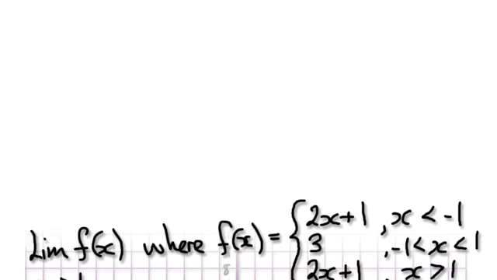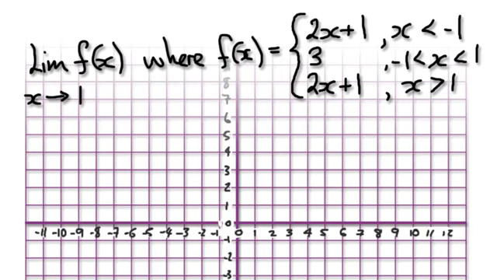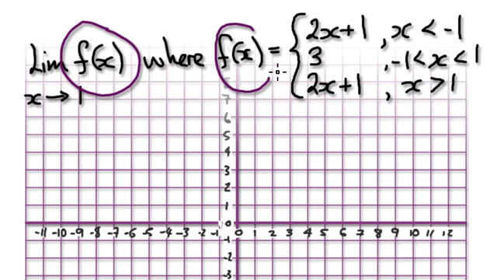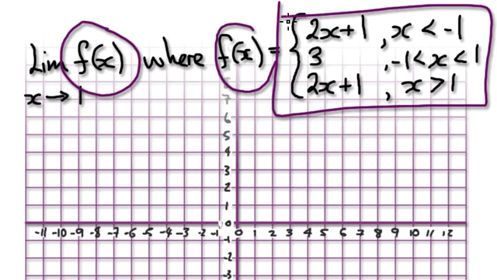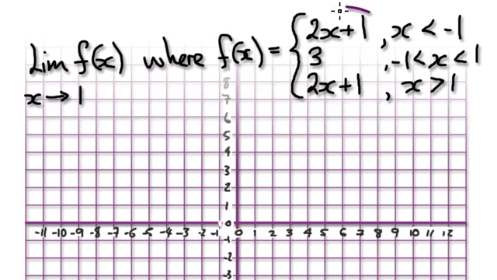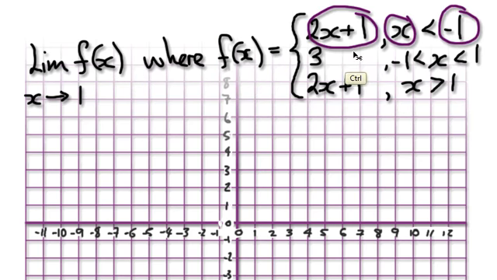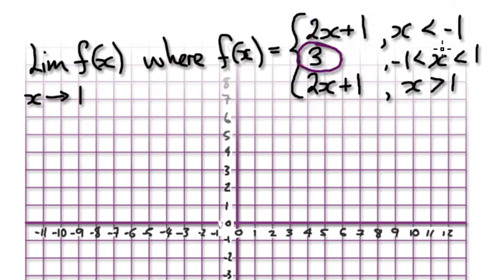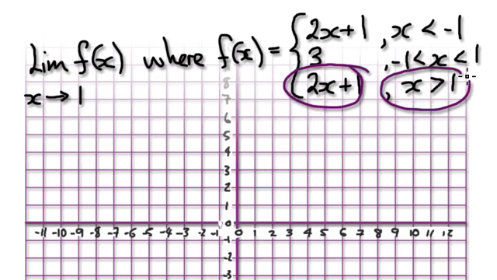Okay, let's give you guys some more practice. So here is a piecewise function. Find the limit of f of x where f of x is defined by this. It will follow this rule when x is less than -1, it will follow this rule here when x is between -1 and 1, and it will follow this rule here where x is greater than +1.